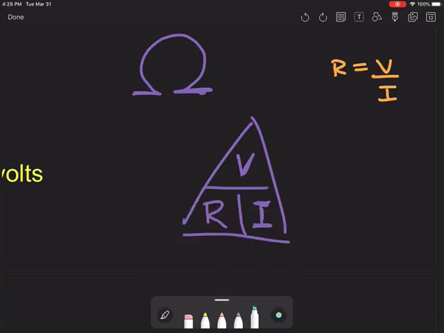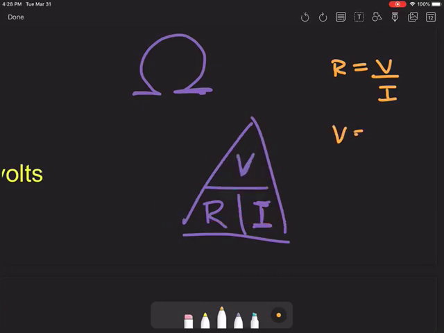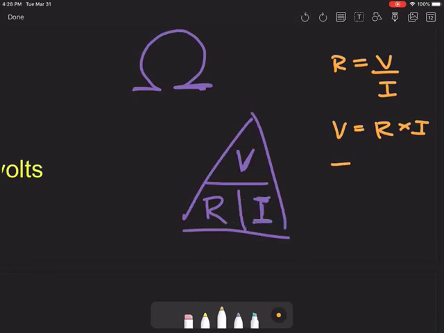We can do this for all the letters. So if we cover up or cross out V, we are left with R times I. So V is equal to R times I. I realize now I should have probably erased that first and then done that, but R times I. And lastly, if we want to figure out what I is, we have V divided by R. Okay, so we have I is equal to V over R.